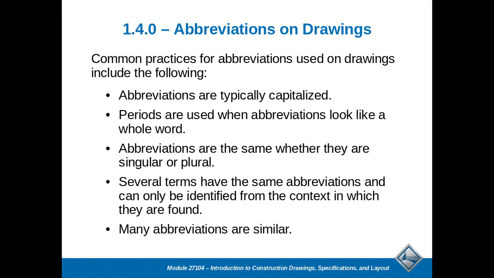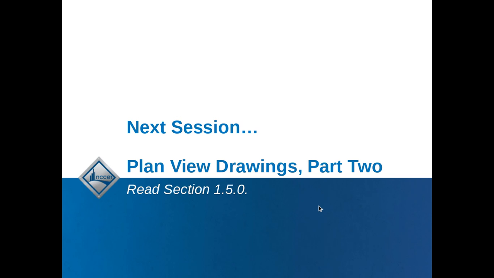Abbreviations are all over our construction drawings. There are a few things you need to keep in mind when you're reading construction drawings. There are some common practices, so that means they're standard, but they're not always going to be the norm. Abbreviations are typically capitalized. Periods are used when the abbreviations look like a whole word. Another important thing to note is that many abbreviations are similar, so sometimes you're just going to have to use a little bit of common sense.